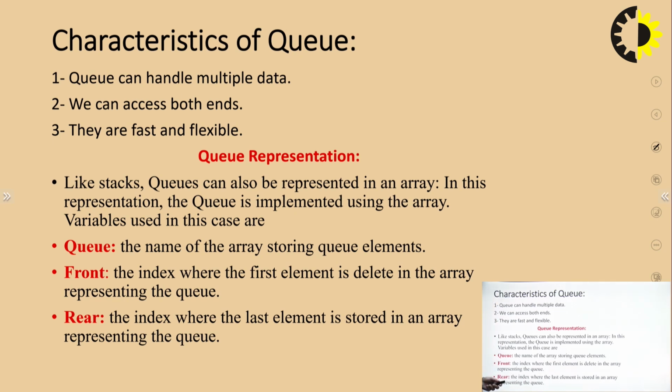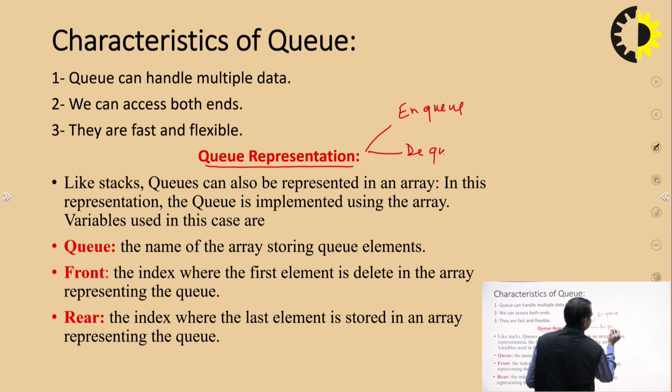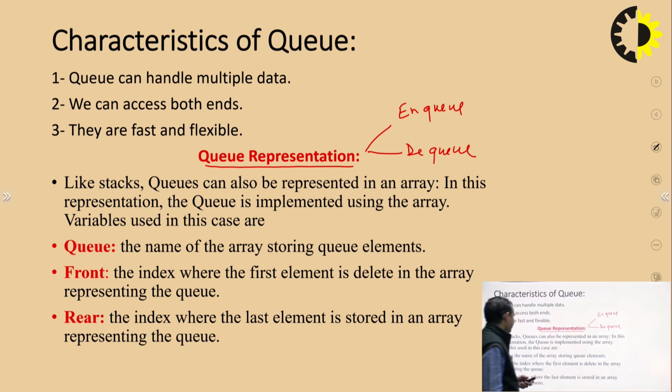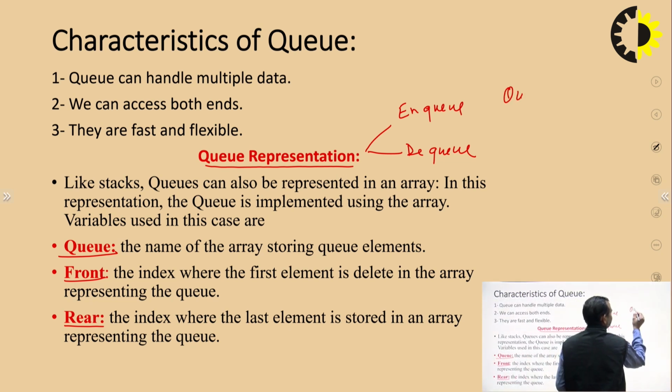So when we are programming or writing the C functions of the queue, that is, when we apply the enqueue and dequeue operations, we have to define some things. Firstly we have to define a queue, then we define the front and the rear. In the starting, suppose the size of the queue is 10, so we define a queue.